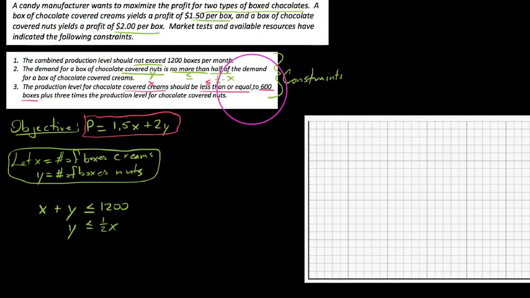So less than or equal to 600 boxes, so that'd be 600 plus 3 times the production level for chocolate covered nuts. So we say 600 plus 3 times, not 300, but 3 times the production level of the nuts, which are our y value here. So we get x is less than or equal to 600 plus 3y.